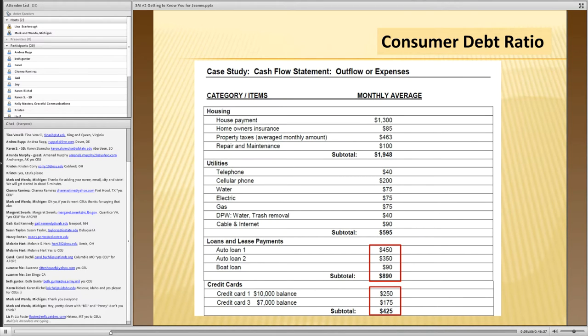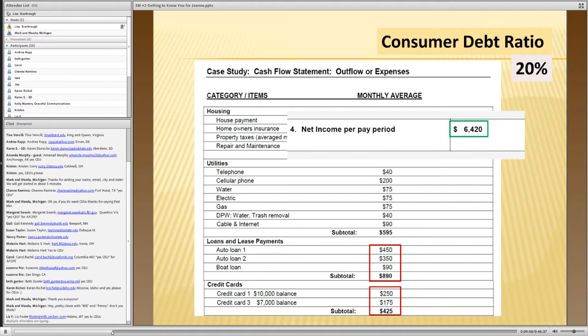Let's look at the consumer debt ratio. Now, this is based on what you are paying out for your cars, your boats, other recreational vehicles that you have a loan against, and your credit cards, and we divide that by the net monthly income. So they're bang on with that. We'd like to see the consumer debt ratio at 20% or below.